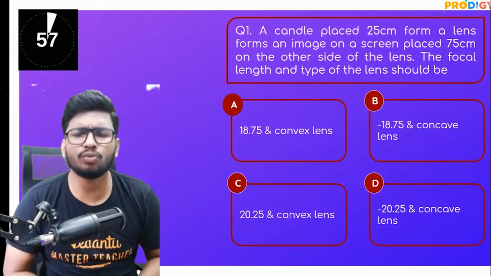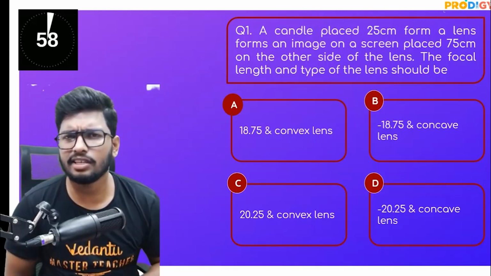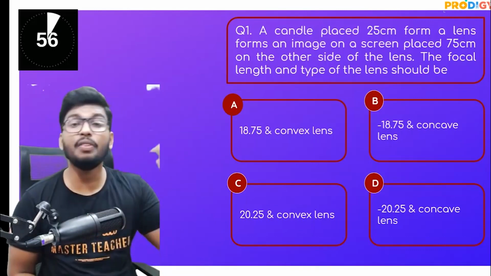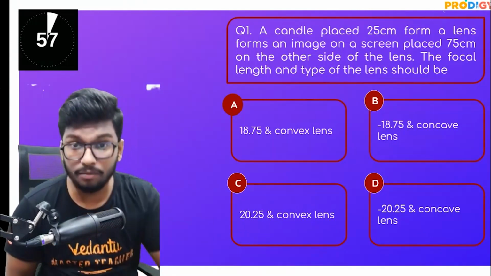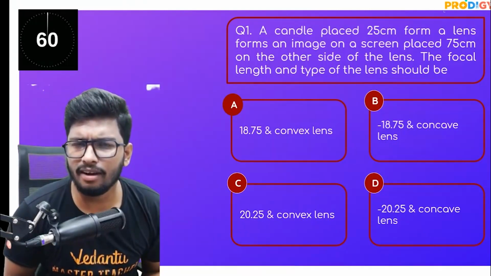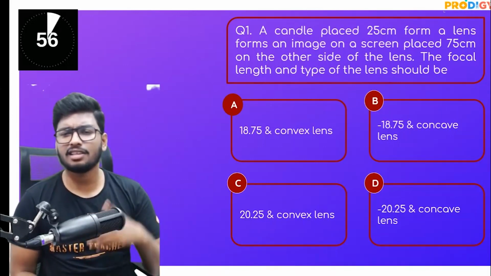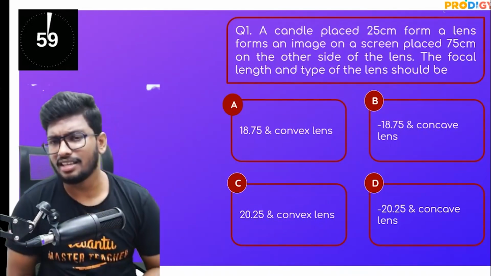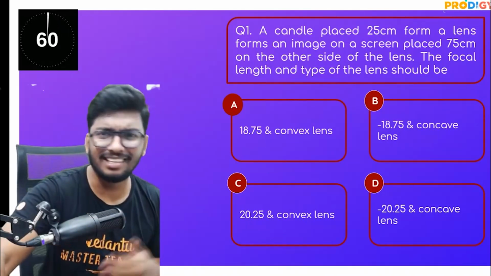A candle placed 25 centimeters from a lens forms an image on a screen placed at 75 centimeters on the other side of the lens. The focal length and the type of lens should be, options are: 18.75 and it's a convex lens; minus 18.75 and it's a concave lens; 20.25 and it's a convex lens; or minus 20.25 and it's a concave lens. Let's try to do this, guys.